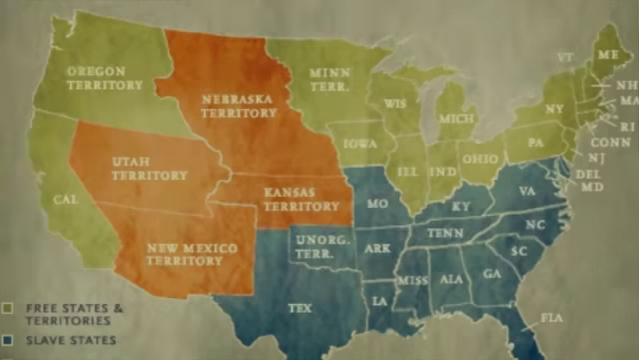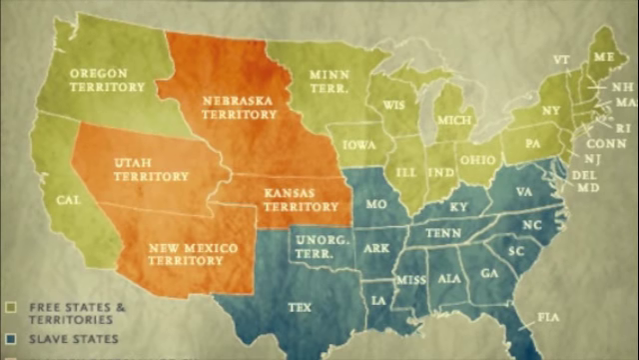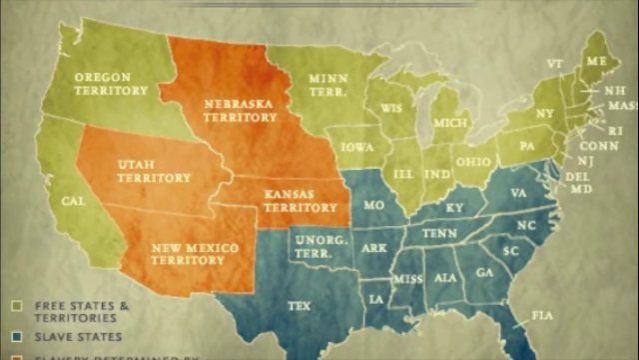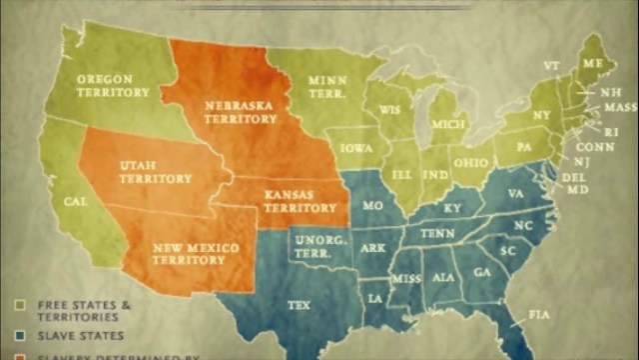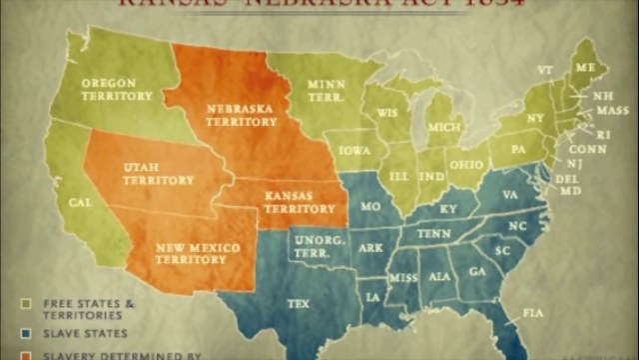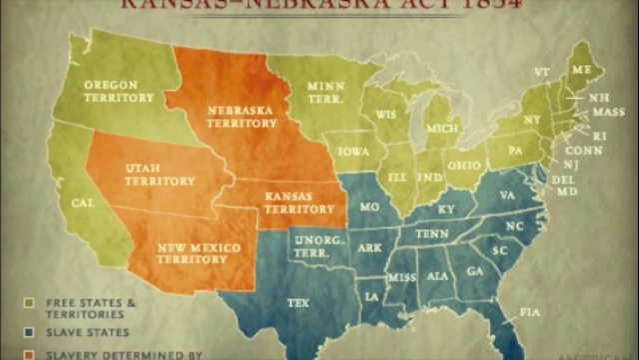In 1854, when Kansas and Nebraska wanted to become states, the Kansas-Nebraska Act proposed that the two territories would be open to popular sovereignty, meaning that the citizens would be given the right to vote on whether to become free states or slave states. The hope was that one state would be admitted as a free state and one state would be admitted as a slave state, once again keeping a balance of power between slavery and freedom.